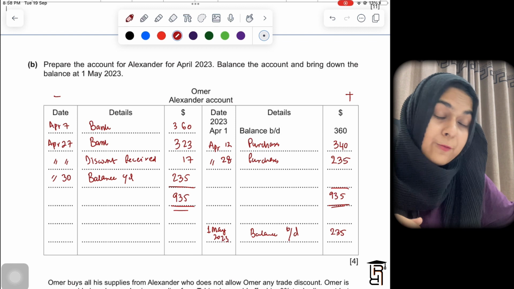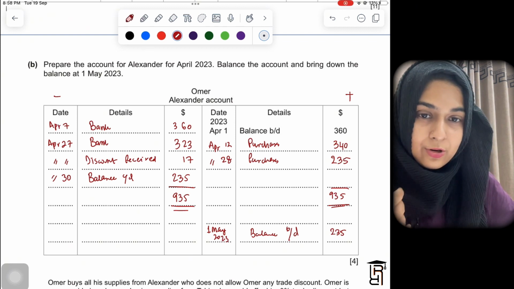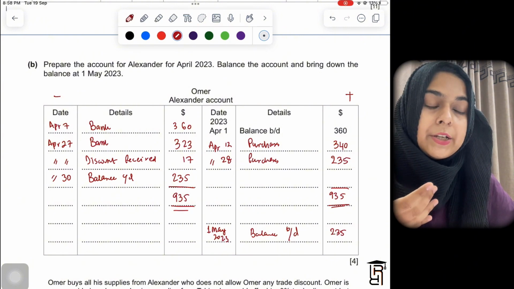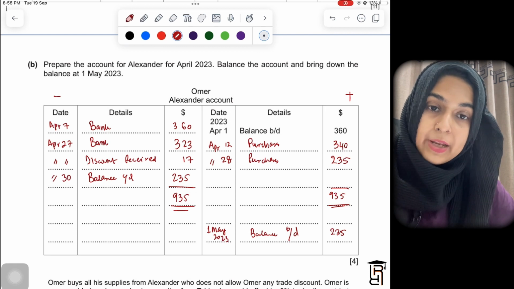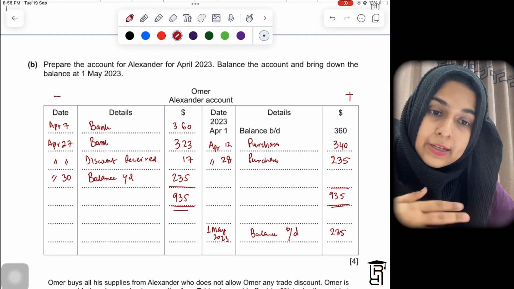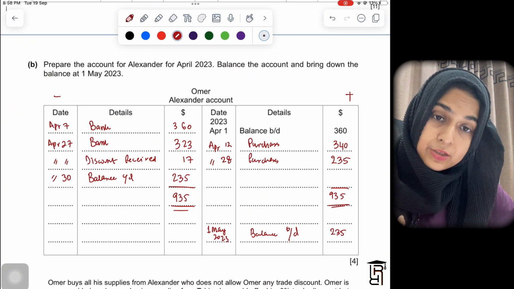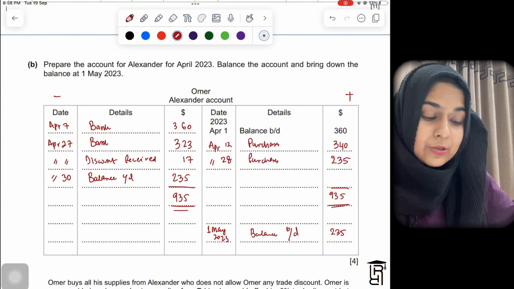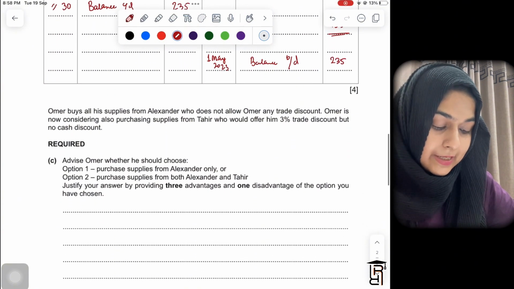So this is for 4 marks, but it's very simple, so you have no reason to do it wrong. You just need to record the transactions. Whenever you're purchasing goods, your liability towards the supplier increases, you record that on the credit side. Whenever you're paying them or returning them goods, your liability towards your supplier decreases, so you need to record that on the debit side. So this account basically increases on the credit side, decreases on the debit side. That's it.